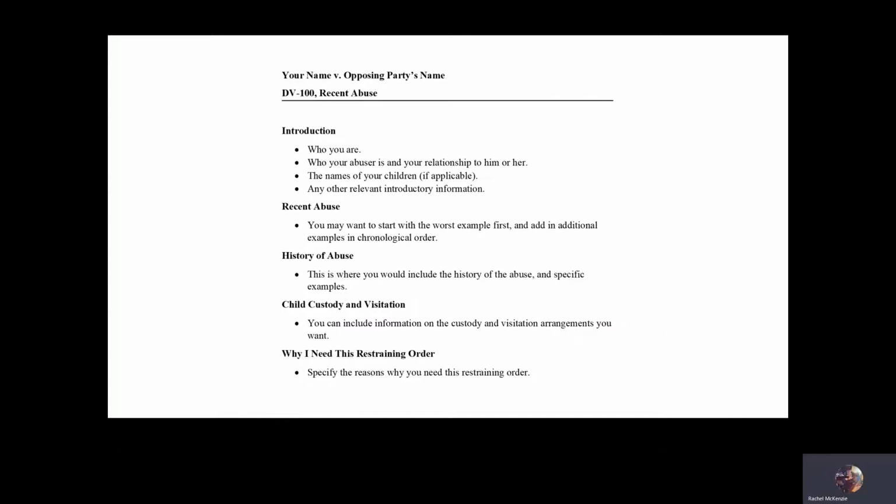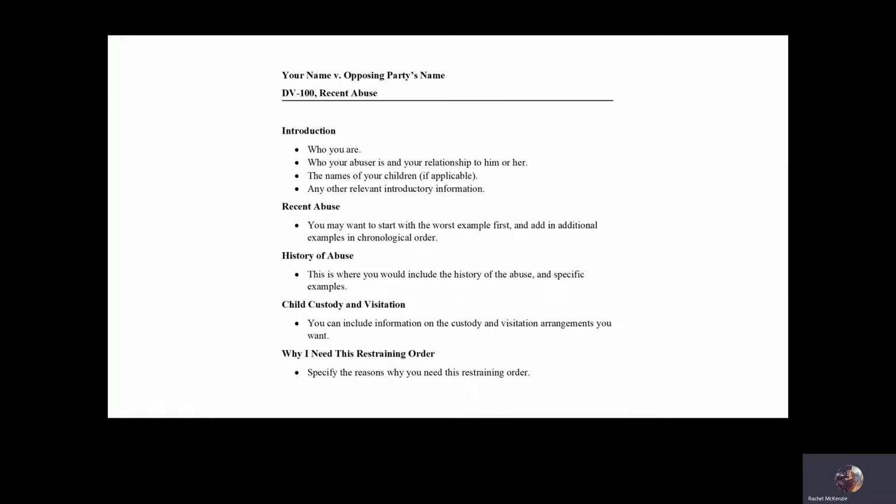Now, this is how we suggest that you would write your declaration or your statement to the judge. You're going to write an introduction. You're going to explain who you are and who your abuser is. In other words, this is me. I am married to this person. We have these children. They're this old. And any other kind of relevant information that you think the judge should know about your relationship with the person you're asking for protection from.